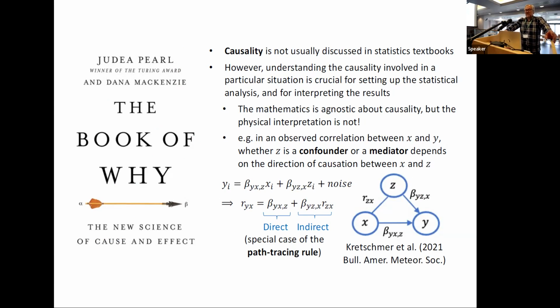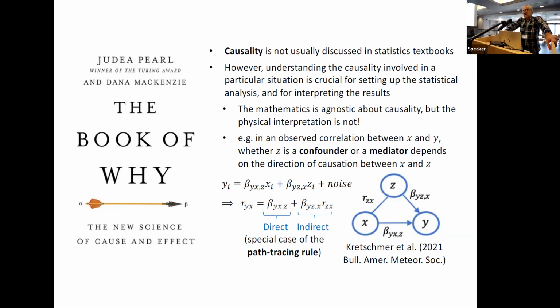As you know, there's been much growing interest in causality, and one of the gurus is Judea Pearl. This is his popular book, co-authored with Mackenzie, The Book of Why. He's got more technical books as well. And I think it's clear that understanding causality is crucial for setting up the statistical analysis and interpreting the results.